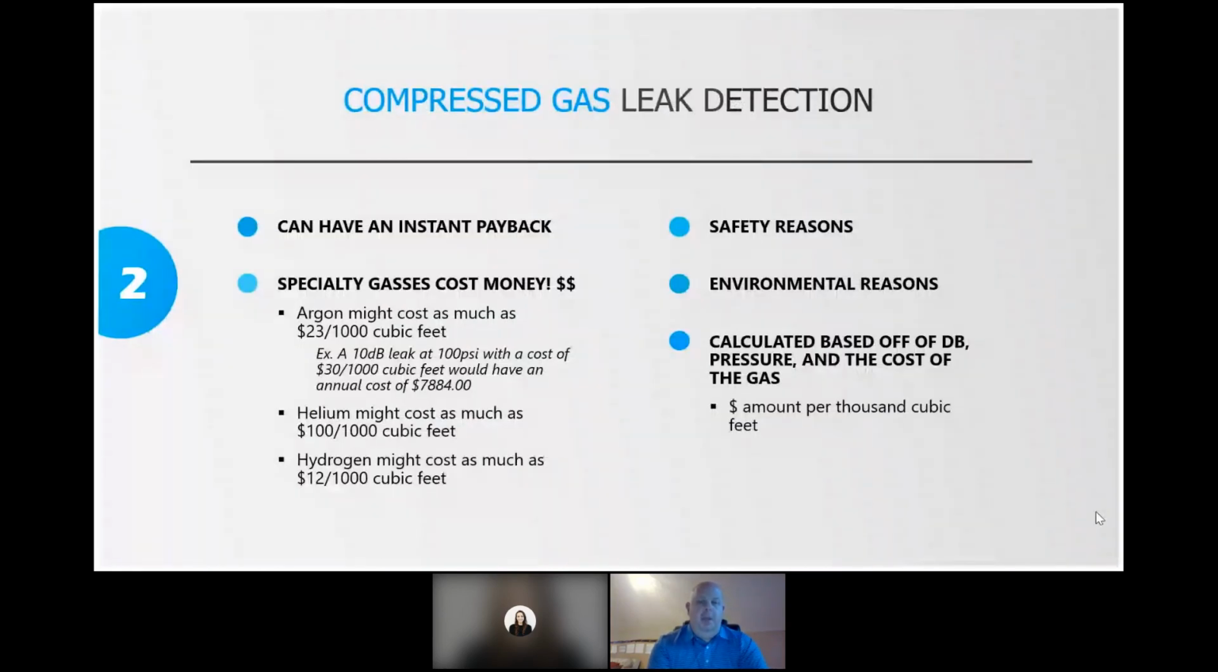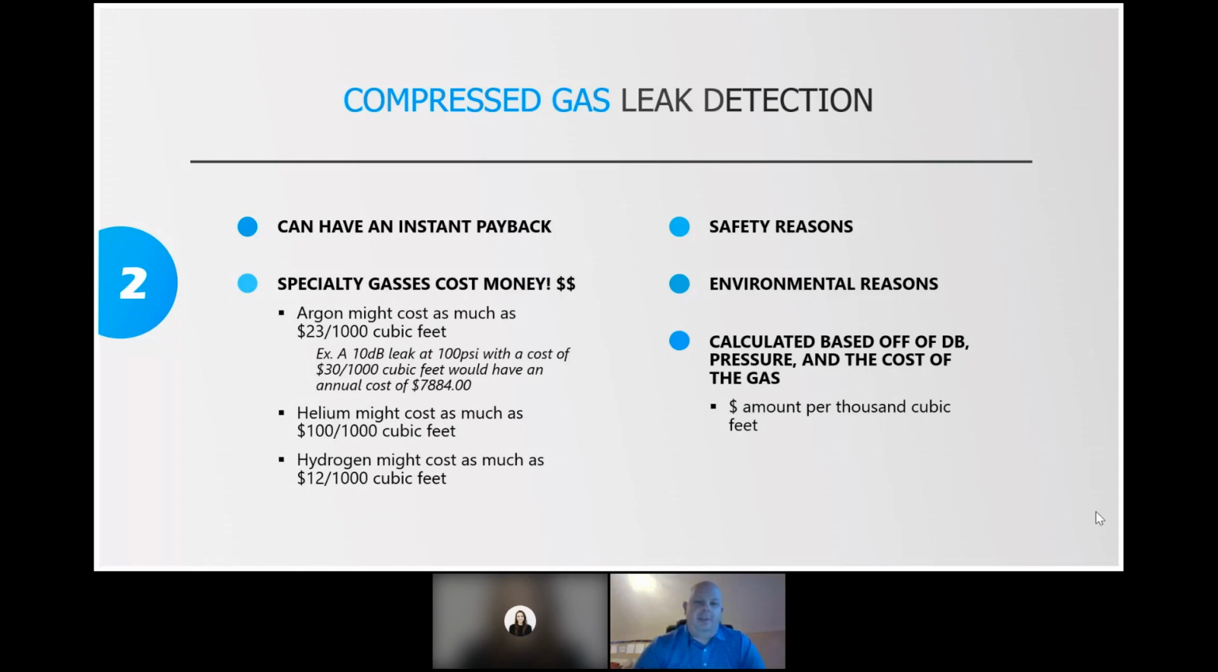So number 2 is going to be compressed gas leak detection. So if you're in a facility where you are using some of the specialty gases like argon, you see here, argon might cost as much as $23 per 1,000 cubic feet. Helium is a super expensive gas, and at one time there was a helium shortage. I'm not sure if that's still in effect or not, but you can see helium might cost as much as $100 per 1,000 cubic feet. Hydrogen also very expensive, as well as some safety issues related to those types of gases.